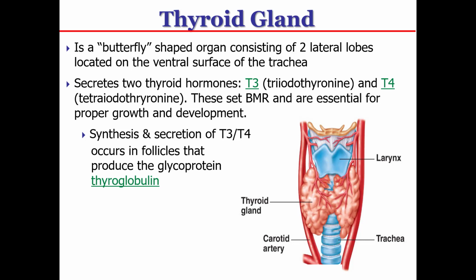So I'll show you in just a minute how iodine from your diet is incorporated into these molecules. And we've already seen with our rat experiments that the basal metabolic rate can be affected by high levels or low levels of T3 and T4. The synthesis of T3 and T4 occurs in follicles that produce a glycoprotein, which is thyroglobulin.